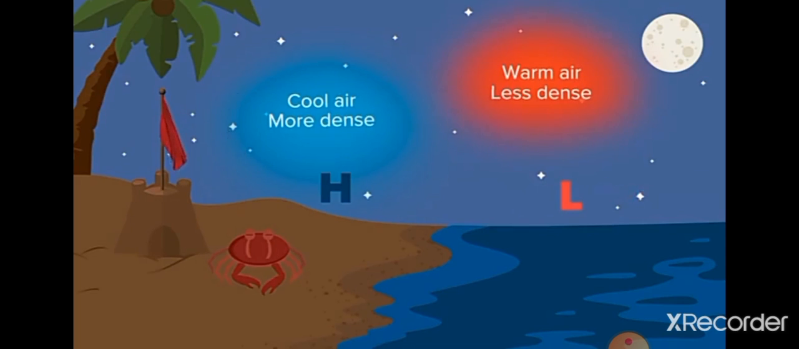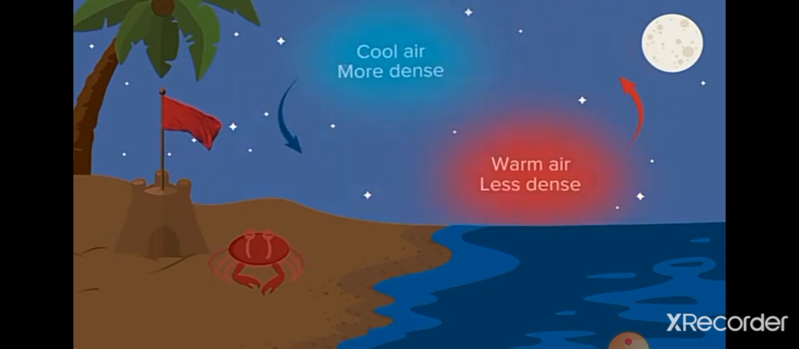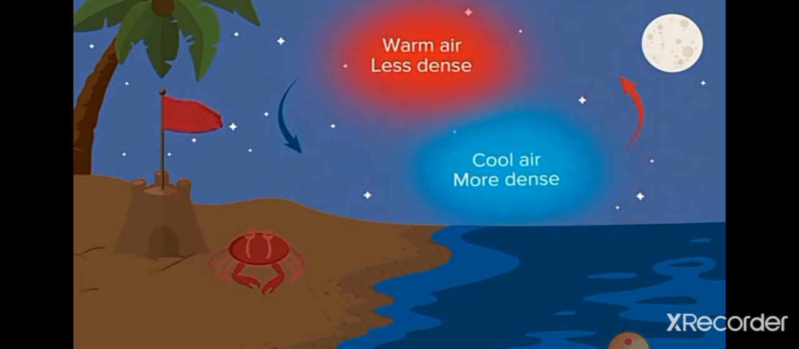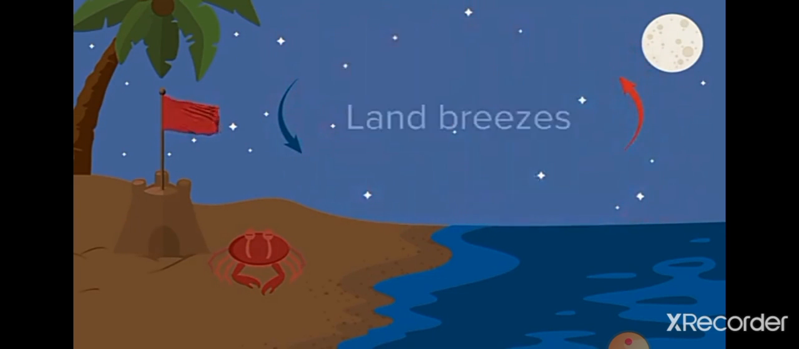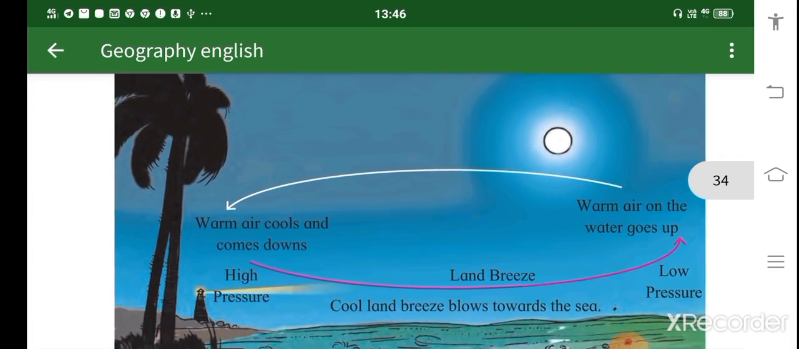At night, cool air over land moves towards lower pressure over the ocean. This air is warmed by the water and rises, and the cycle continues. Winds that blow from the land to the sea are called land breezes. I hope you have understood the difference between sea breeze and land breeze.